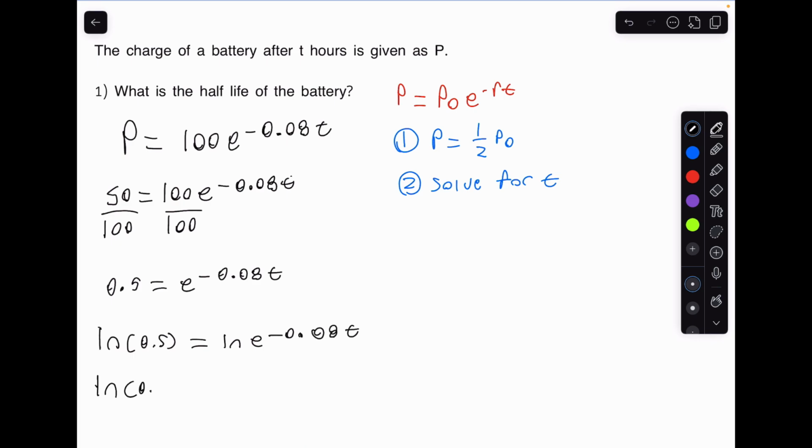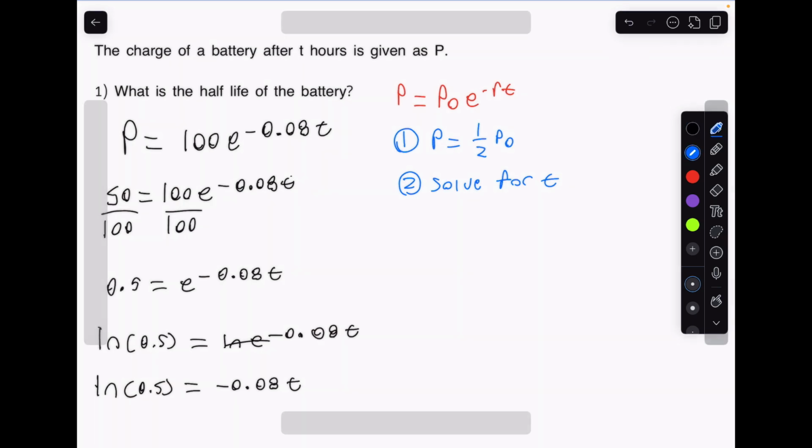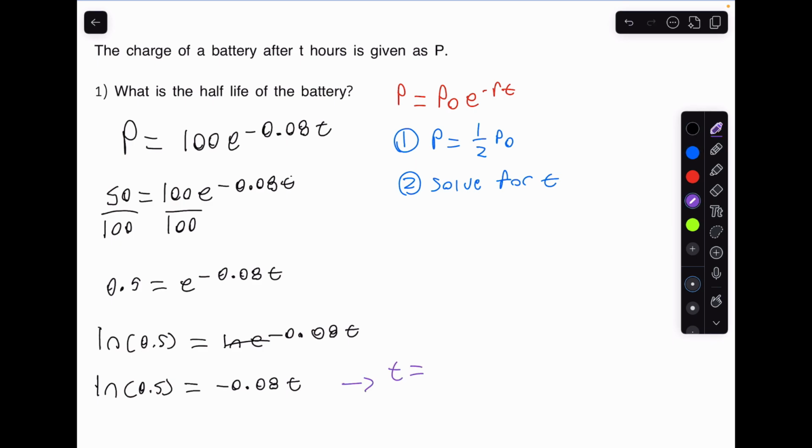Ln of 0.5 stays the same on the left side here. And then this cancels, and we bring down this negative 0.08 t. Now we can just directly solve for t with easy algebra. So t is equal to ln of 0.5 divided by negative 0.08, which is equal to 8.66, and this is 8.66 hours.